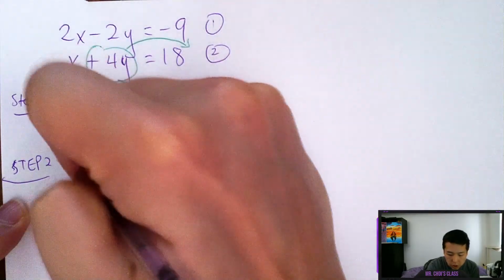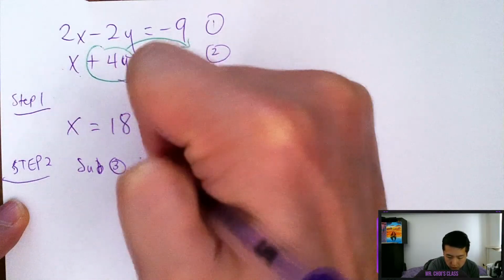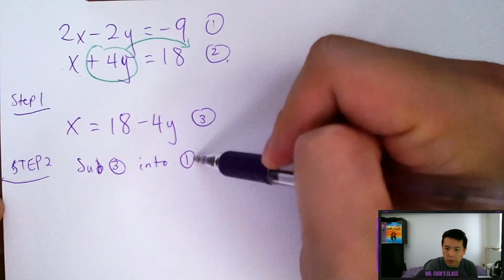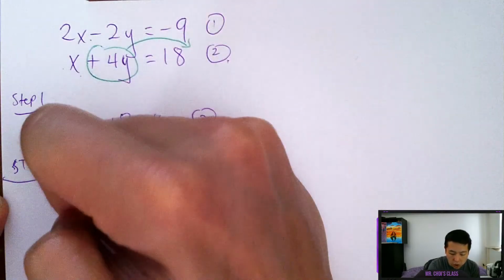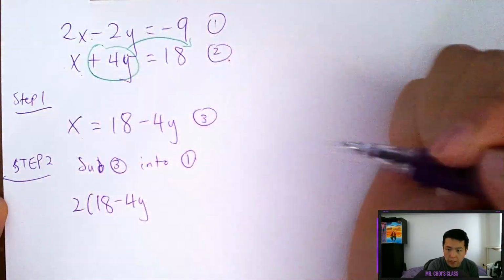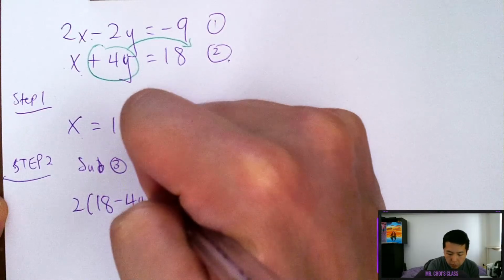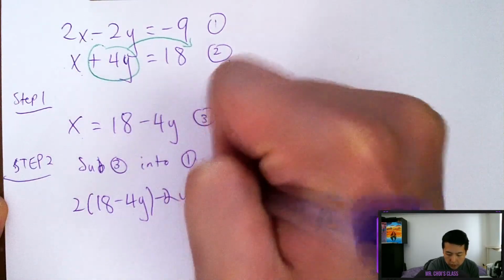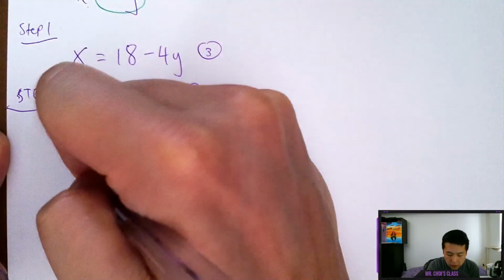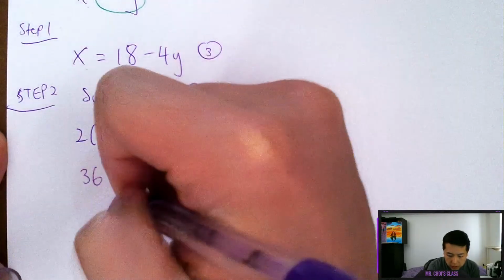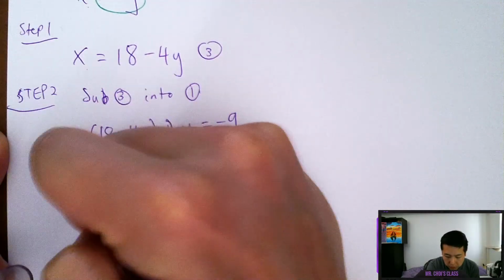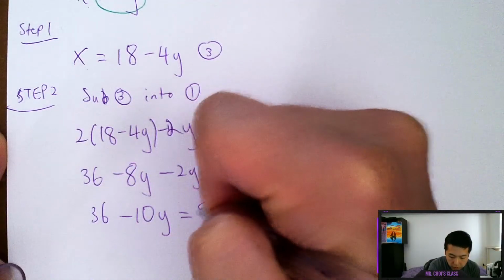Which pushes us right into step 2. We're going to sub 3 into 1 this time. Since we changed equation 2, we're going to sub it into equation 1. We're replacing x, so we write 2 bracket 18 minus 4y, because that's our new x, minus 2y equals -9. When we expand it out, 2 times 18 is 36, 2 times -4y is -8y, minus 2y equals -9, which gives me 36 minus 10y equals -9.